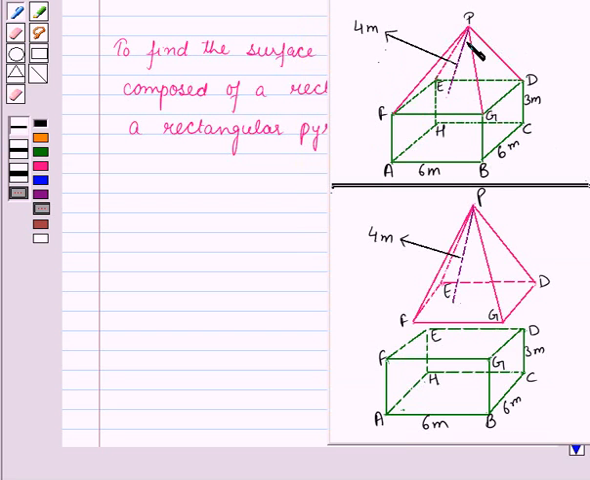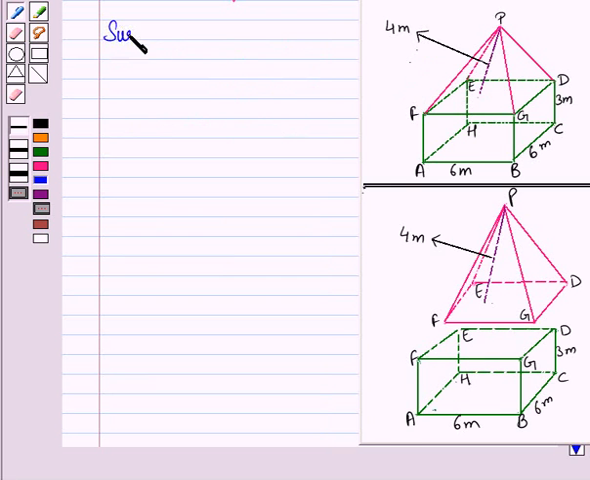Now to find the surface area of this solid, we have to find the area of the prism and the area of the pyramid, except the face FGDE, as this face is not on the surface. Now we know that the surface area of the solid is the sum of the areas of all its faces. Now here, the surface area of the solid is equal to, first of all, let us start with this prism. Now we will add the area of all its faces except the face FGDE.